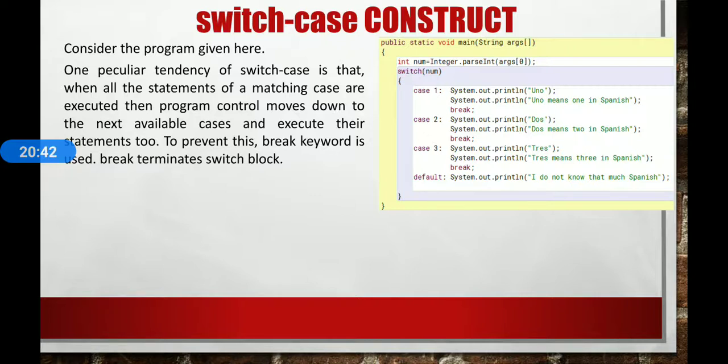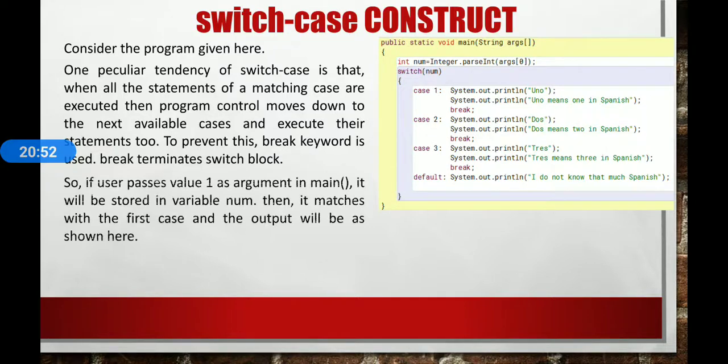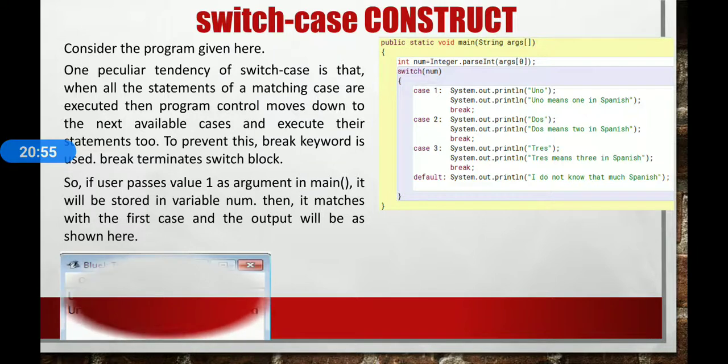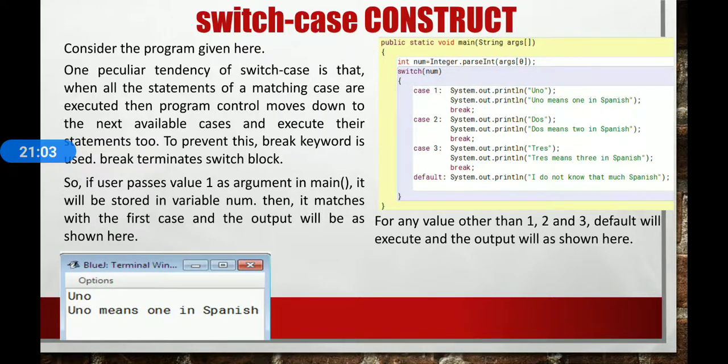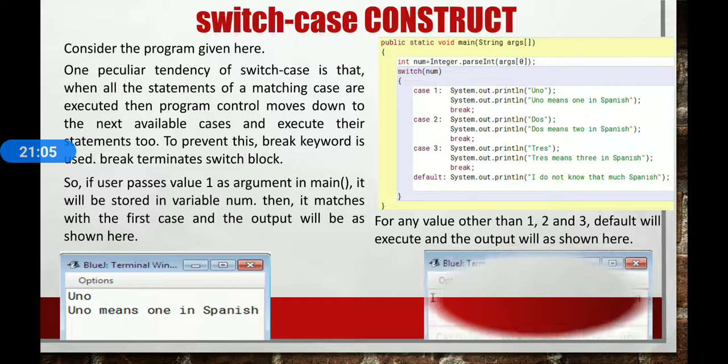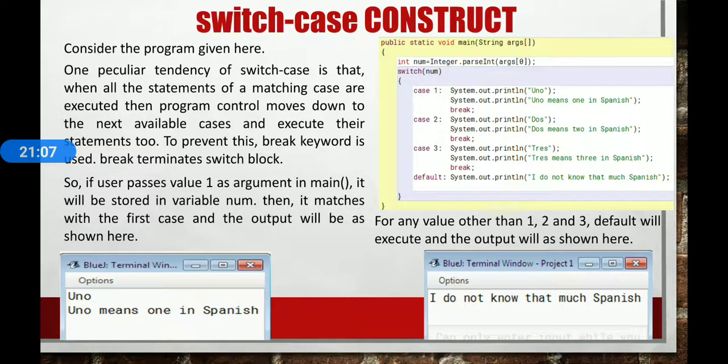So if the user passes the value 1 as an argument to main, it will be stored in the variable num, and then it matches the first case and the output will be shown here. It means 1 in Spanish. For any value other than 1, 2, 3, the default will be executed and the output will be "I don't know that much Spanish".